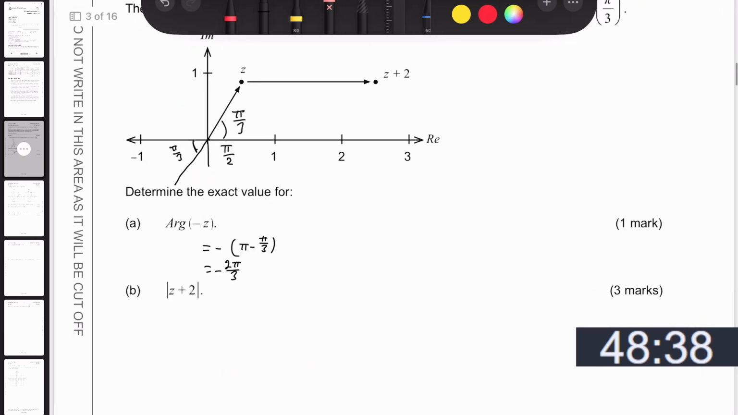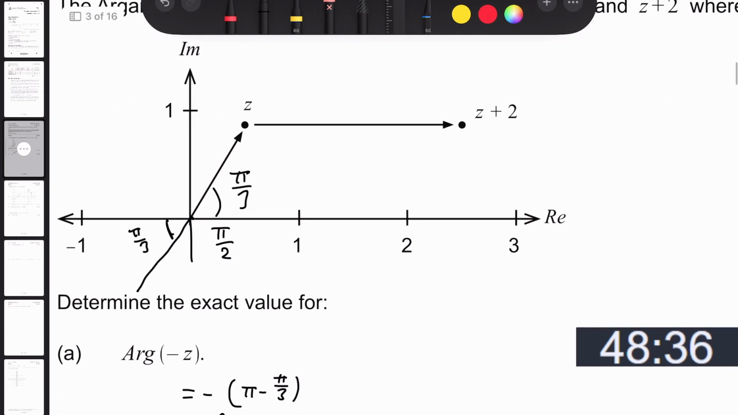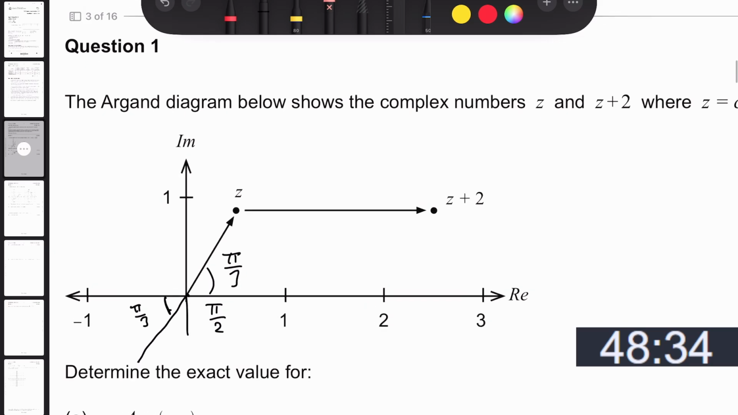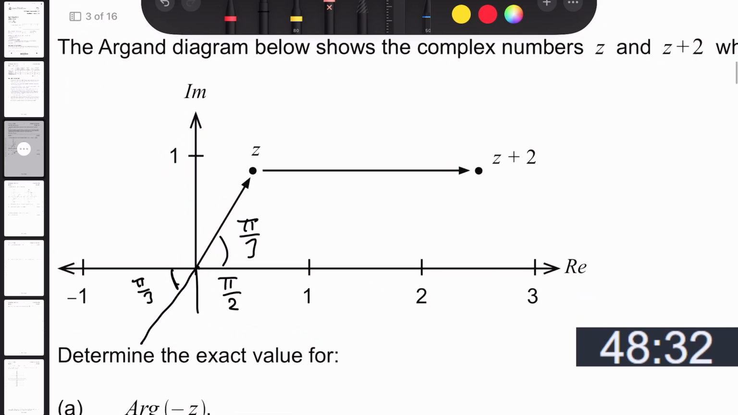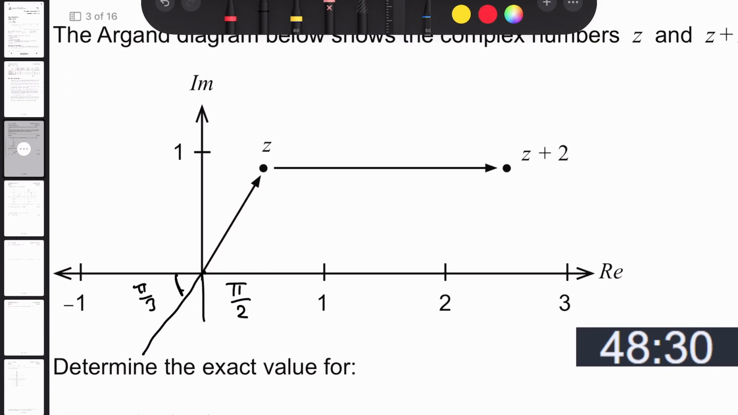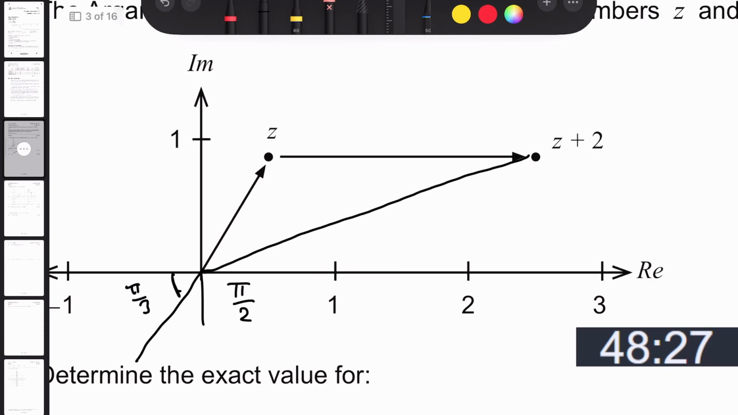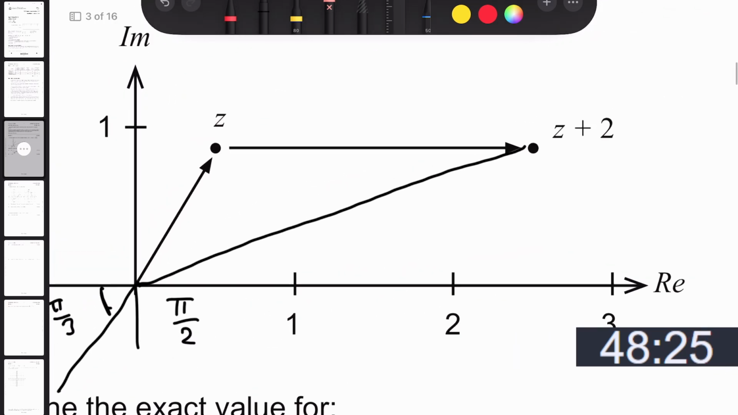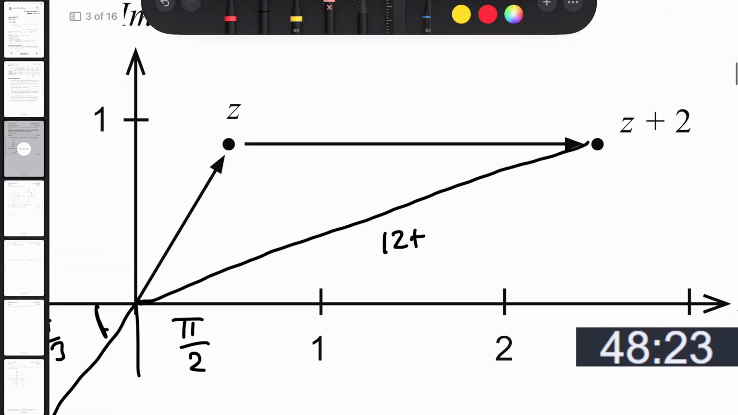Okay, and then the magnitude of z plus 2 is 1. This angle here would be, so this is the magnitude of z plus 2, 2 and 1. This angle here will be pi on 6.